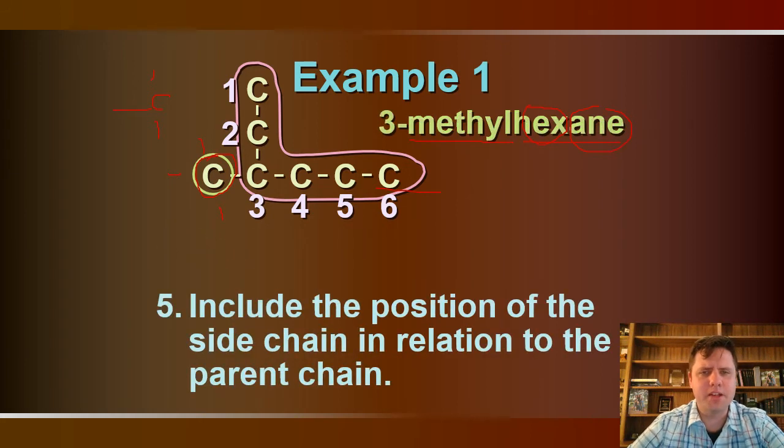And then lastly, we have to indicate the position of that side chain. Because we started counting from the side that's closest to the side chain, we count carbons 1, 2, 3. It's attached to the 3rd carbon, so we would call it 3-methylhexane. And that's how we'd name that one.